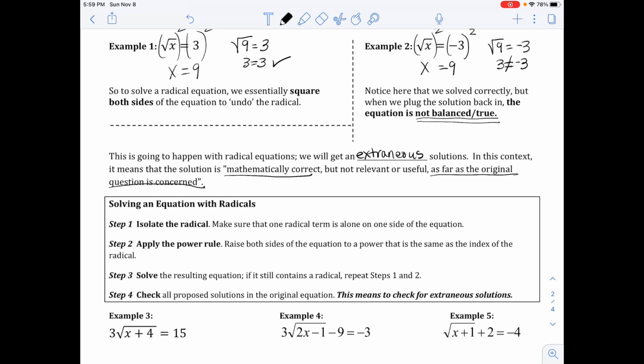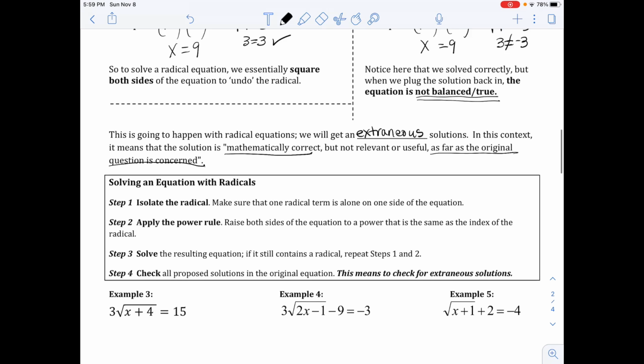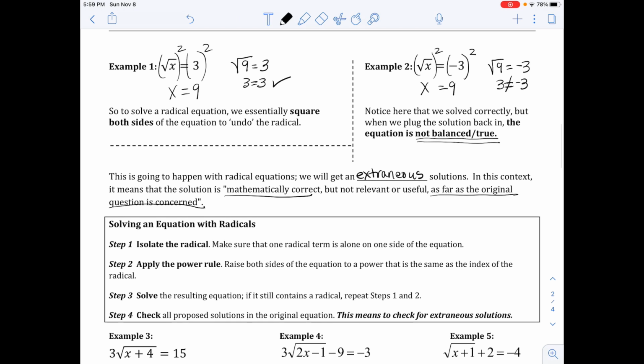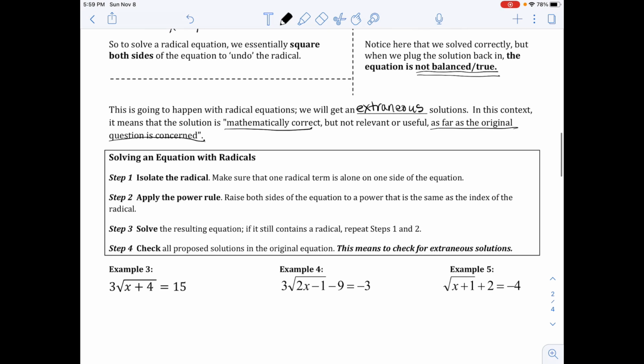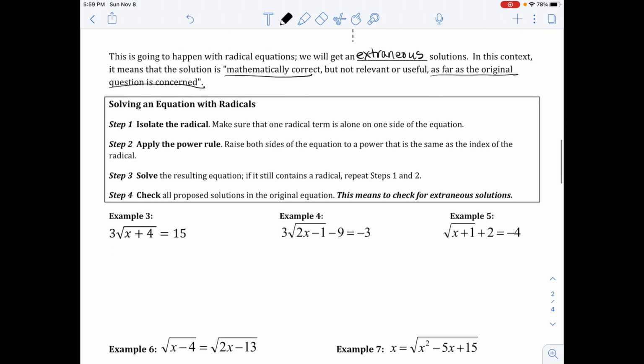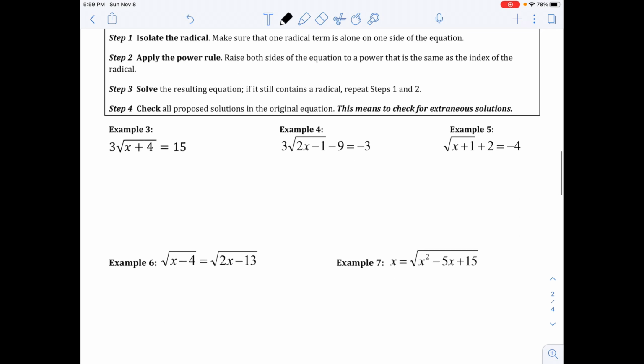So below in the box are the 4 steps for solving radical equations. And you're going to want to do this every time you are solving a radical equation. So you're going to want to isolate the radical. Now the first 2 examples, the radical was already isolated. And then you're going to want to apply the power rule. If it's a square root, you're going to want to square both sides. If it's a cube root, you're going to want to cube both sides, and so on. Then you're going to want to solve the equation that you get after you use the power rule to both sides. Then you want to go back and check your solutions to see if you have any extraneous.